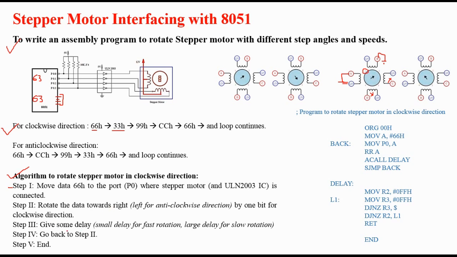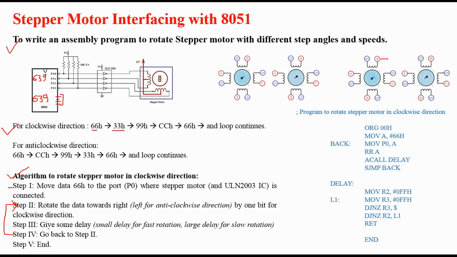And give some delay. So your motor's shaft will stay at this position for some time. The time will be very small. After that, go back to step 2. Again, rotate the data towards right by 1 bit for clockwise direction. So now the data will become 99H.